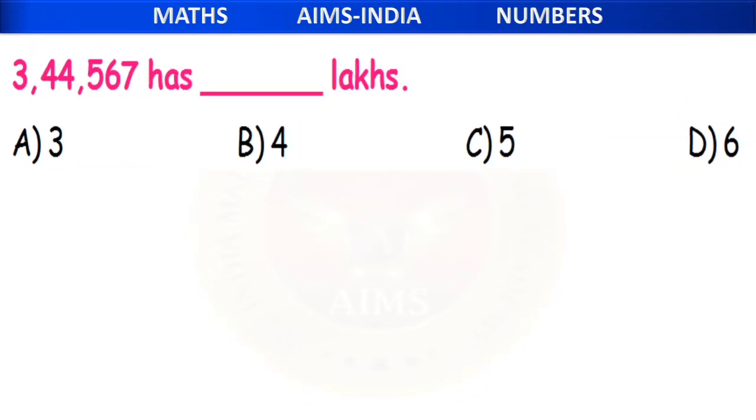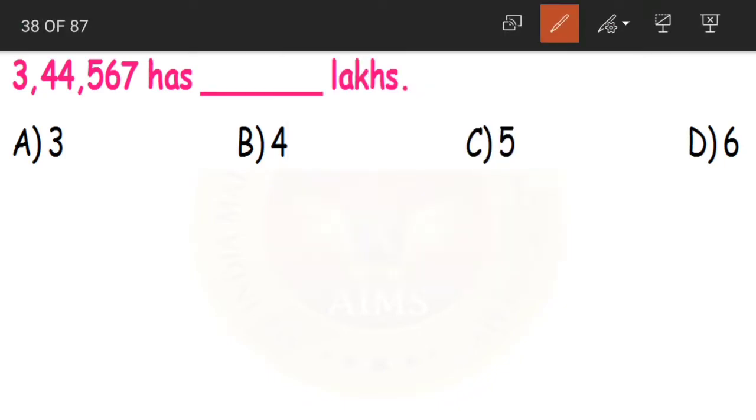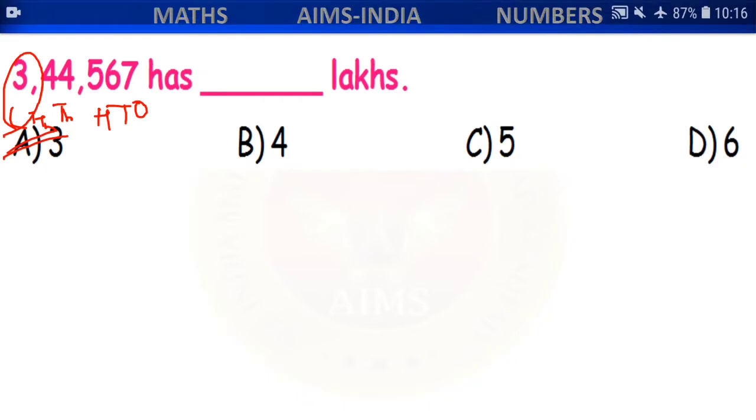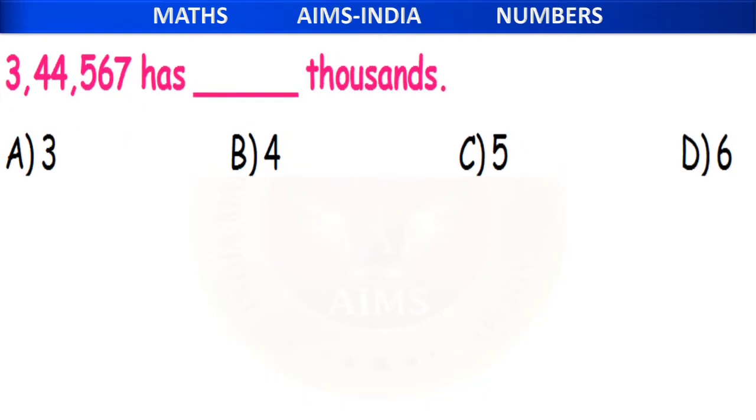Next, 3,44,567 has dash lakhs. Now if you write the place values, ones, tens, hundreds, thousands, ten thousands and lakhs, we can directly say that this number has how many lakhs, children? It has 3 lakhs. Yes. So that will be our correct answer. Straightforward question. Option A, 3 lakhs is our correct answer. Next.